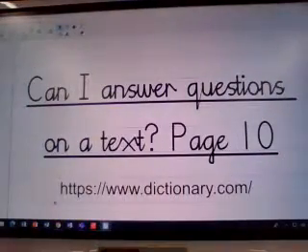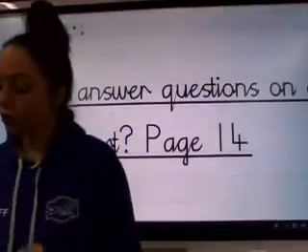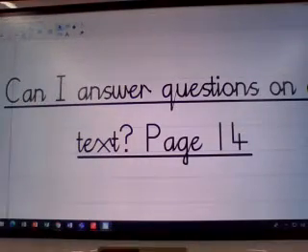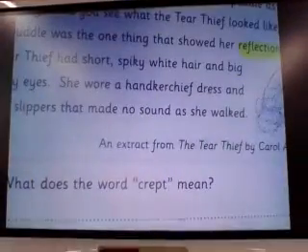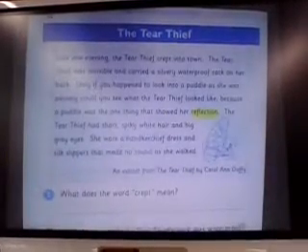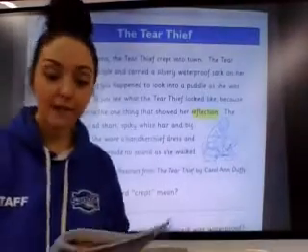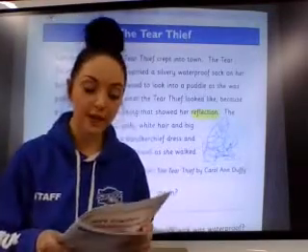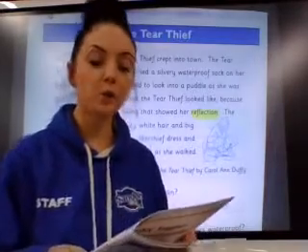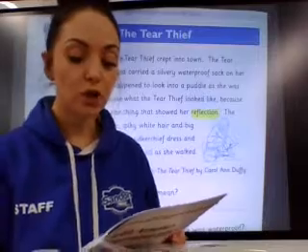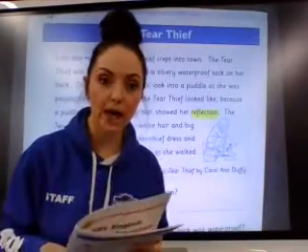If you are in the monkey book today, then your next text, so in this book, your next text is page 14. Okay, so let's have a look at yours under the Visualiser for today. Okay, one second, let me just zoom it out a little bit. Okay, so it's called The Tear Thief, yours today. So it says, late one evening, the tear thief crept into town. The tear thief was invisible and carried a silvery waterproof sack on her back. Only if you happened to look into a puddle as she was passing could you see what the tear thief looked like, because a puddle was the only thing that showed her reflection. The tear thief had short, spiky white hair and big grey eyes. She wore a handkerchief dress and silk slippers that made no sound as she walked.